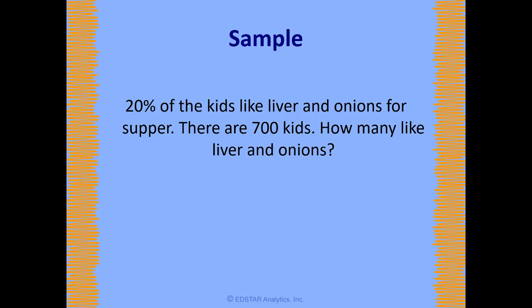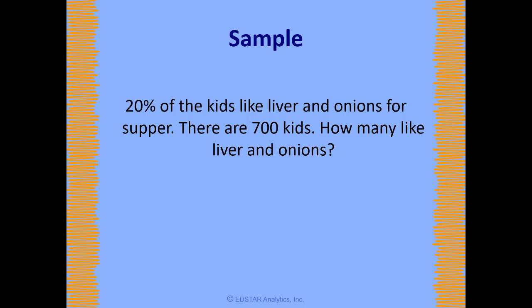And here's the third kind. This is the easy kind. 20% of the kids like liver and onions for supper. There are 700 kids. How many like liver and onions? What's missing? The part of the whole is missing. These are the easiest, at least for me, because you just multiply 20% times 700, and I can even do that one in my head. Usually I use a calculator, but I believe the answer is 140.